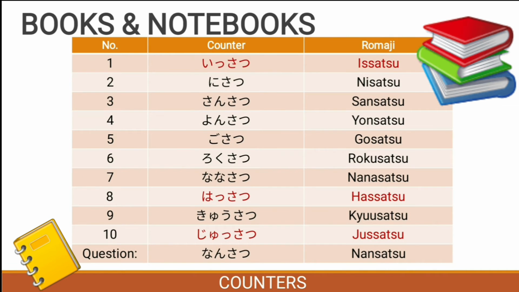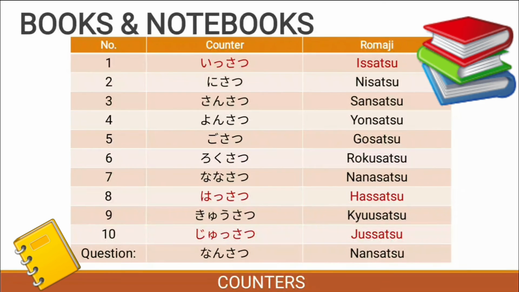Next, we have the books and notebooks. So, ang basa naman sa counters ng books is satsu. Okay? Special natin dito is 1, 8, and 10. So, 1 is issatsu. 2 is nisatsu. 3 is sansatsu. 4 is yonsatsu. 5 is gosatsu. 6 is rokusatsu. 7 is nanasatsu. 8 is hassatsu. 9 is kyusatsu, 10 is jussatsu. Ang interrogative natin is nansatsu.